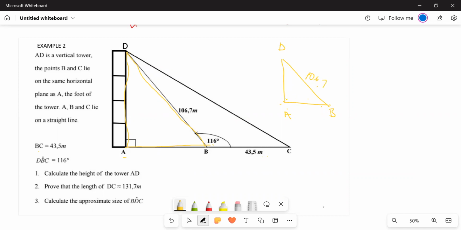Which angle do you know in this triangle? It's A. Okay, you know this one here is A. Okay, it's fine. So we're done with this one. Okay, let's go to the next triangle then.